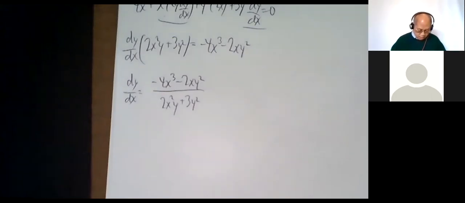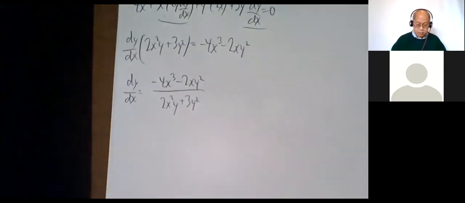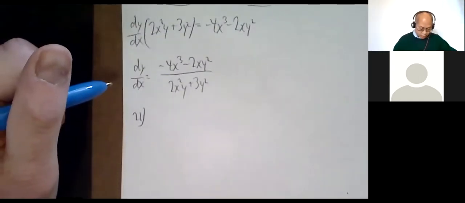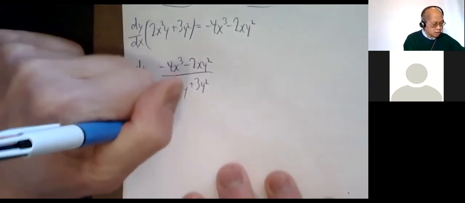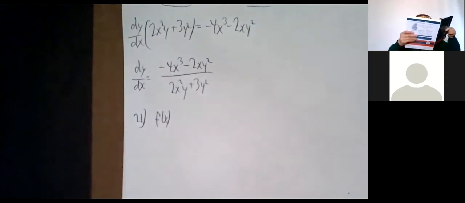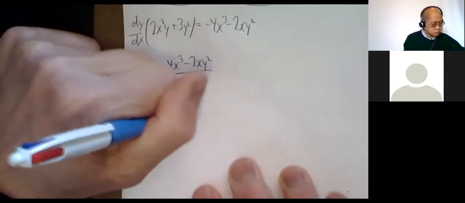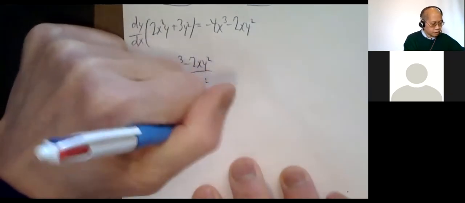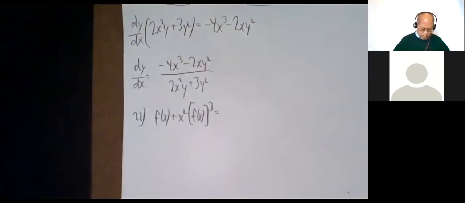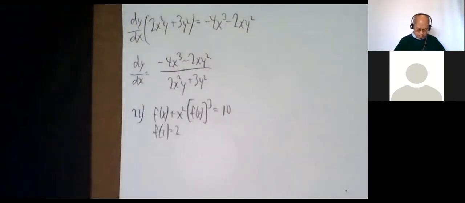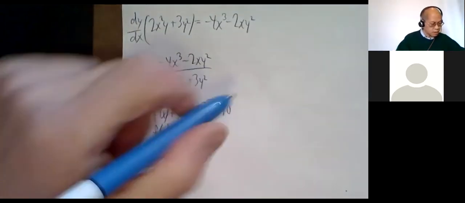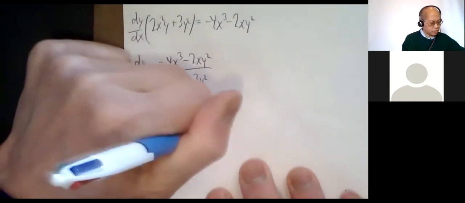And let's see. I'm going to do 21 because it's a different kind of a problem. f of x plus x squared f of x cubed equals 10. f of 1 equals 2. Find f prime of 1.